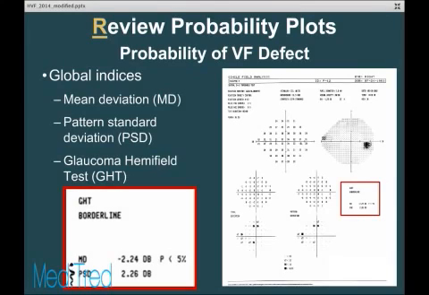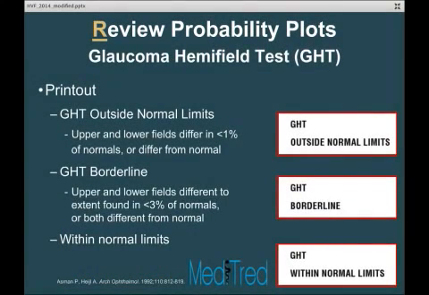Here we see the other indices that are shown in the printout: the glaucoma hemifield test, which we'll talk about in a moment, the mean deviation, and the pattern standard deviation, as expressed in decibels. The glaucoma hemifield test compares similar areas in the superior and inferior visual fields. Upper and lower fields differ in less than 1% of normal controls. So when they differ significantly, the glaucoma hemifield test will be outside normal limits, suggesting that glaucoma is more likely.